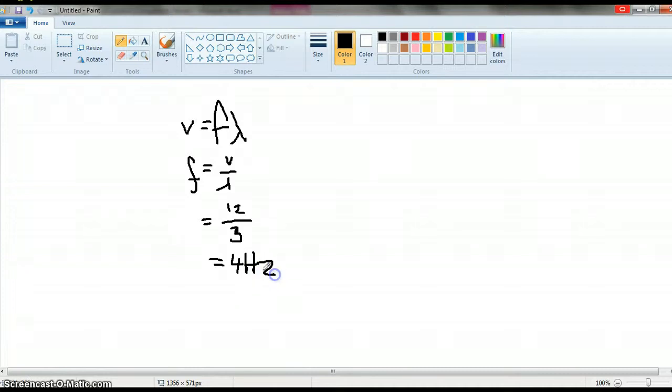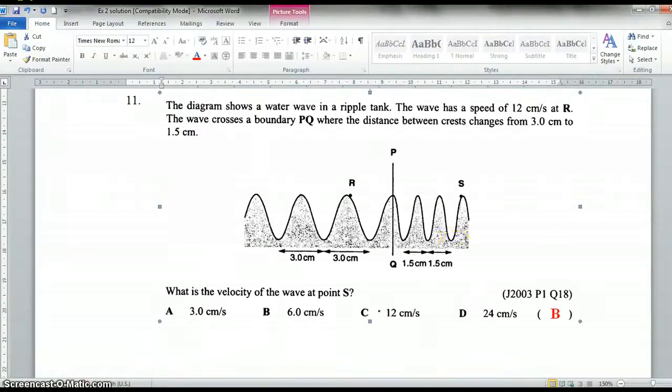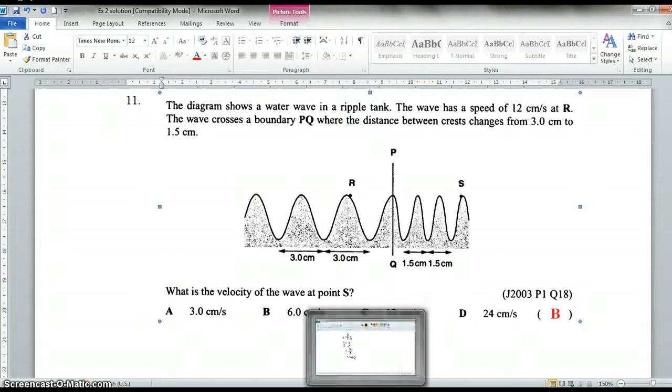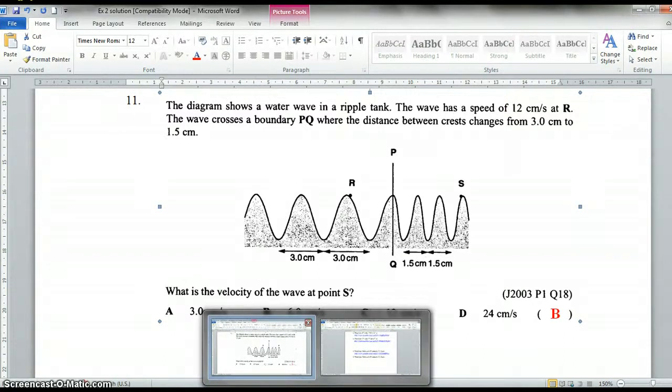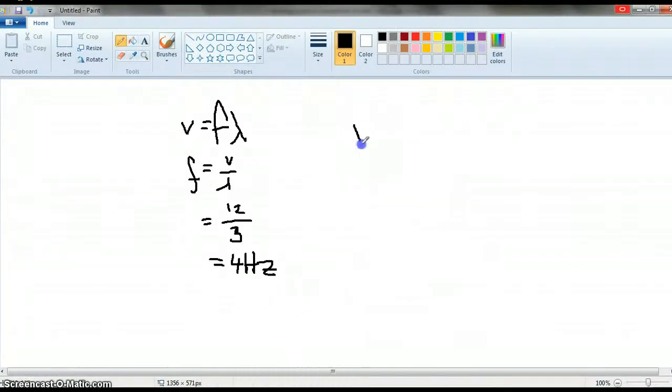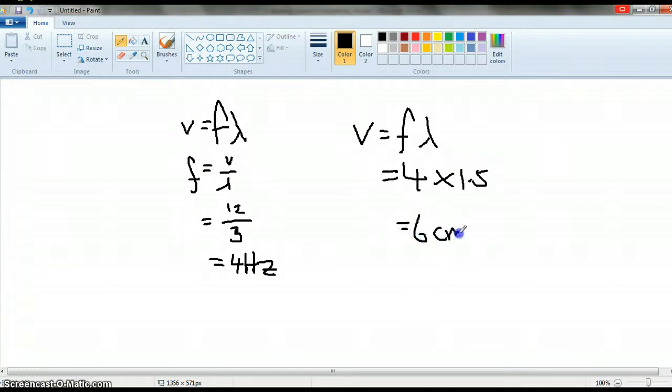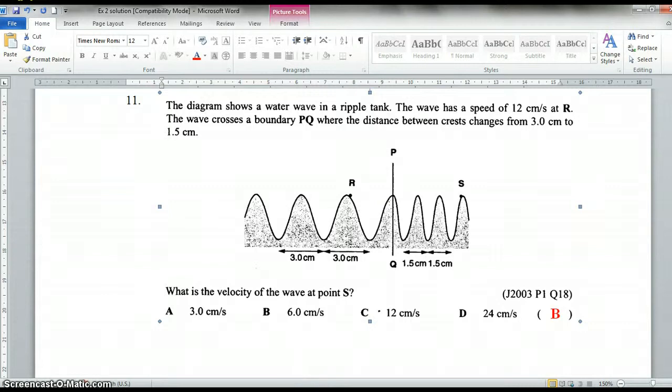Using this same value for frequency, 4 Hz, we now go to position Z. The wavelength now becomes 1.5, but the frequency is still 4. So we want to find the velocity, f lambda. Frequency is still 4, wavelength is now 1.5. So the answer is 6 centimeters per second for this question, and hence the answer B.